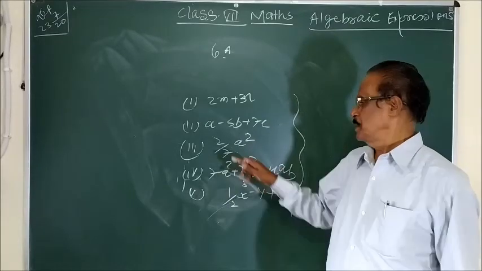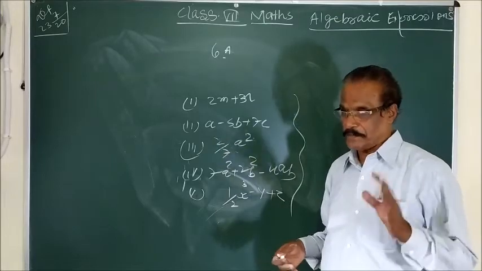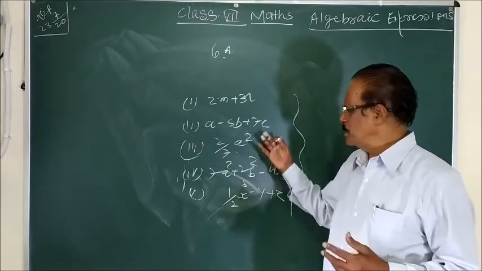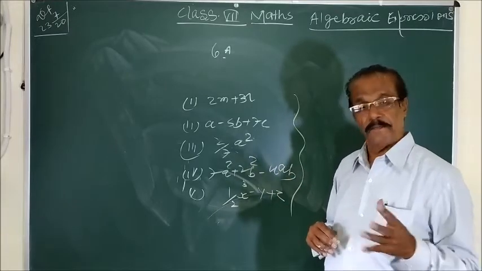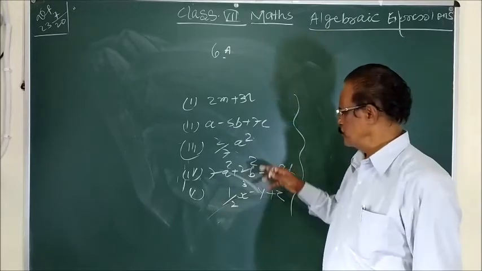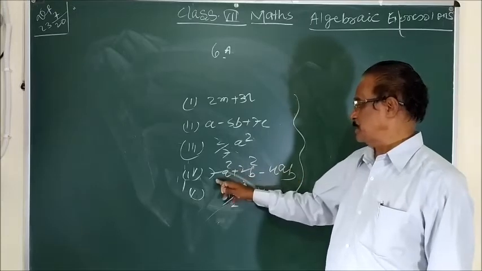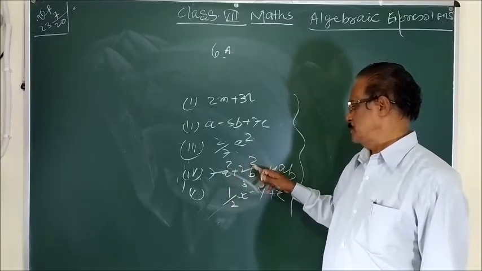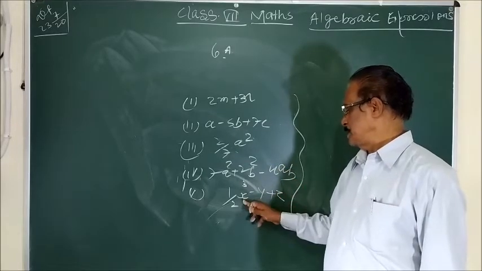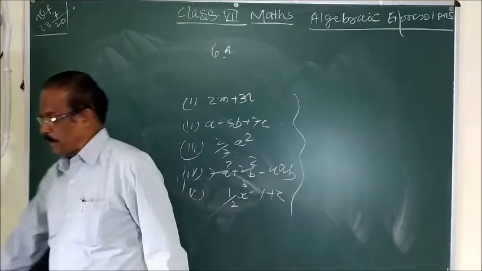Only 1 term. 2 by 7 a squared. 2 by 7 is the coefficient, and a squared, a is the variable, and 2 is the degree or power or exponent, also called index. This is monomial. How many terms? 3 terms. First term 7a squared, second term 2b squared, and minus 4ab, and there are also 3 terms. So in question number 1 you have to identify.